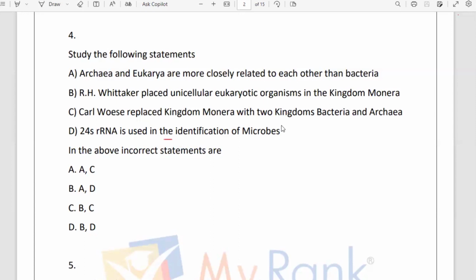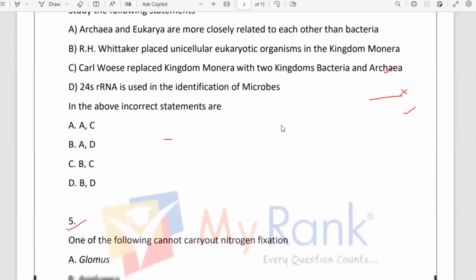Archaea and eukarya are more closely related to each other than bacteria. Yes, that is correct. Whittaker placed unicellular eukaryotes in kingdom Monera. Not Monera, it is Protista. So this is wrong. Carl Woese replaced kingdom Monera with two kingdoms, bacteria and archaea. This is correct. Now, what is left out is 24S rRNA. It's not 24S rRNA, it is actually 16S rRNA. So, incorrect are B and D, the fourth option. Next. We can go to the next question.